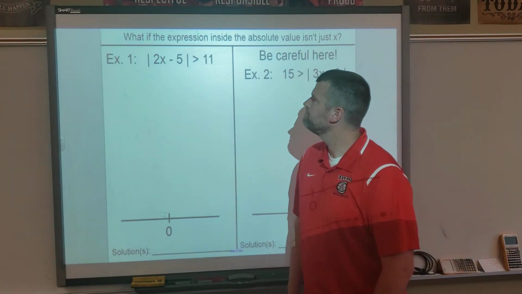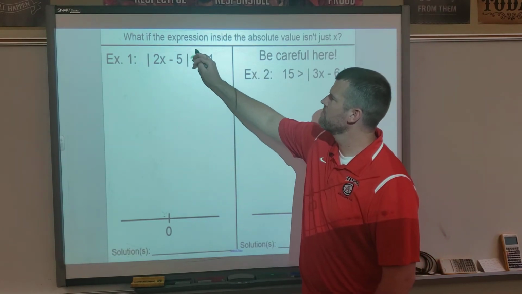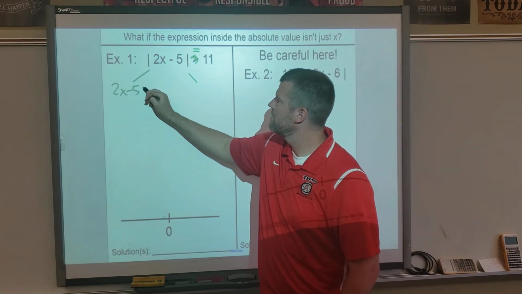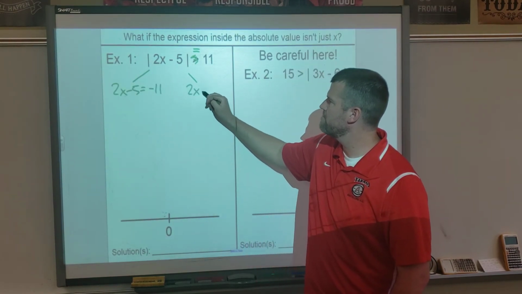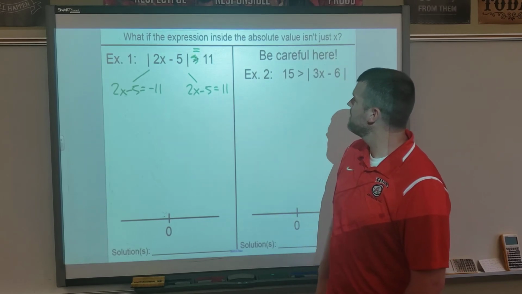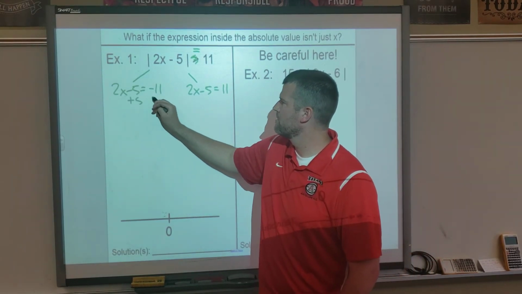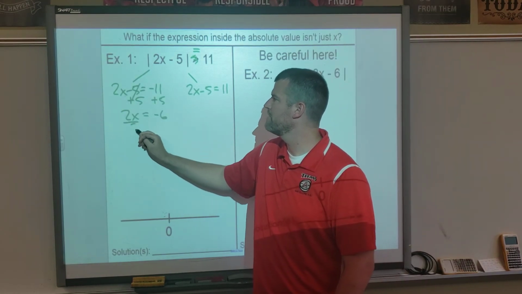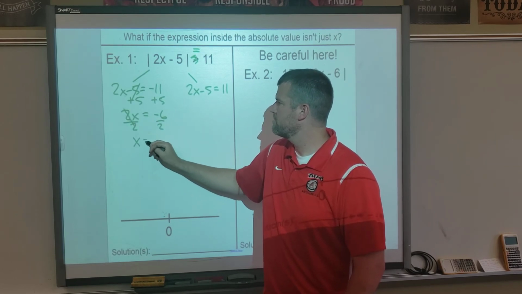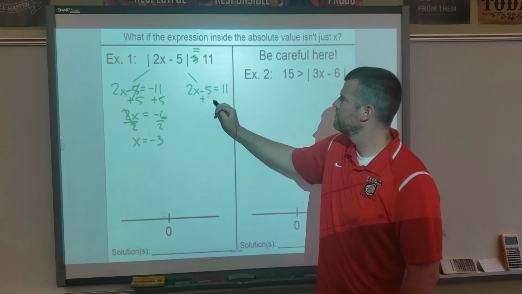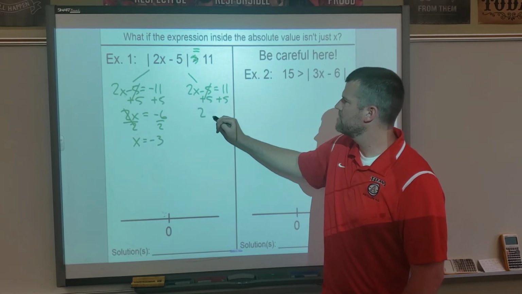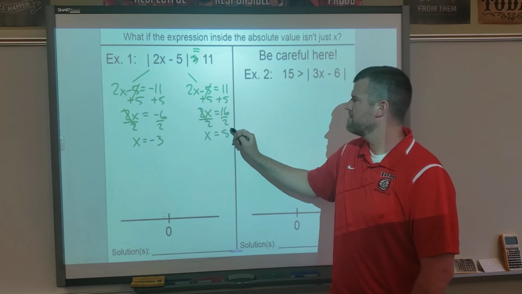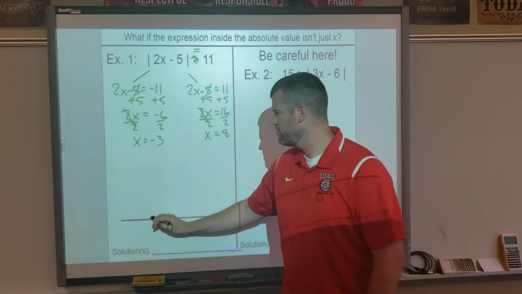Okay. Let's go ahead and try this one. We're going to set it up as though it's equals. We're going to do 2x minus 5 equals negative 11. 2x minus 5 equals positive 11. Add 5 to both sides. All right, so this is a good review of yesterday or the previous lesson. X equals negative 3. Same thing here, 2x equals 16. X equals 8.